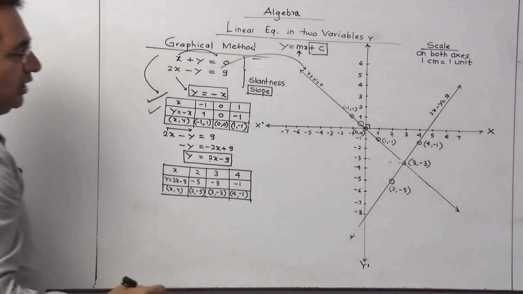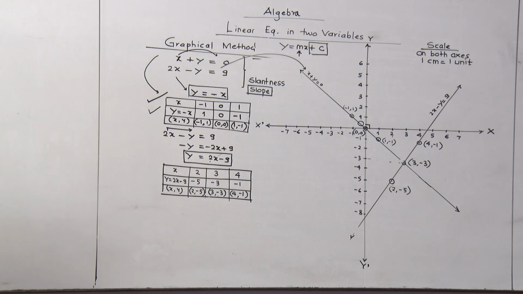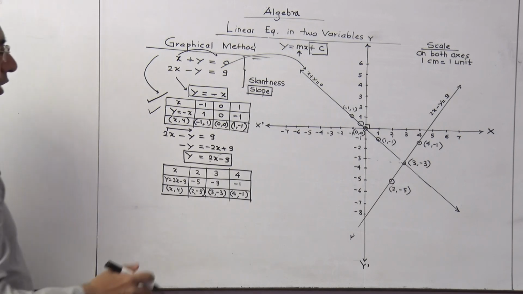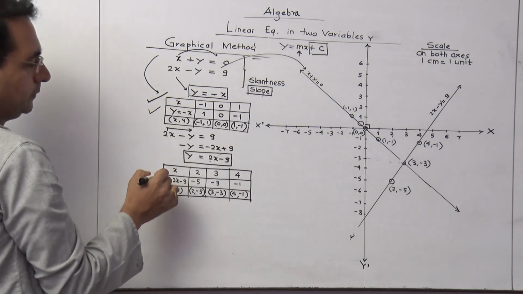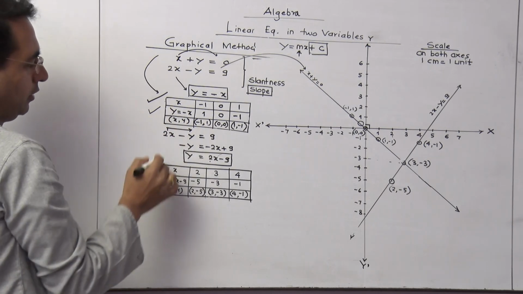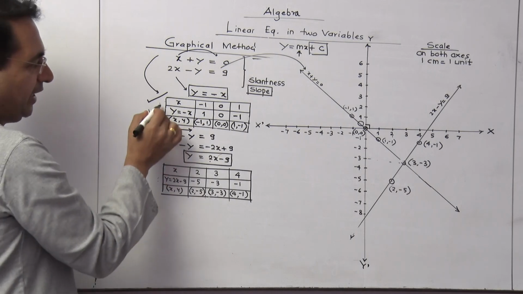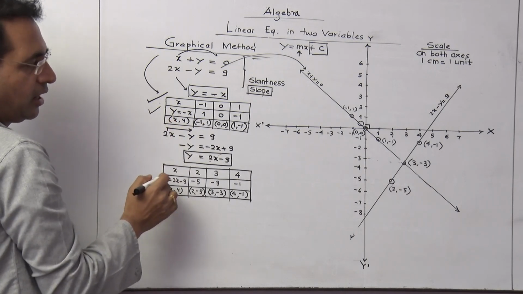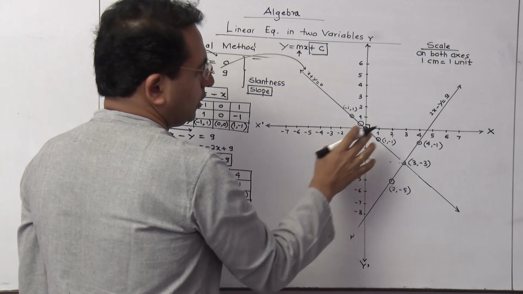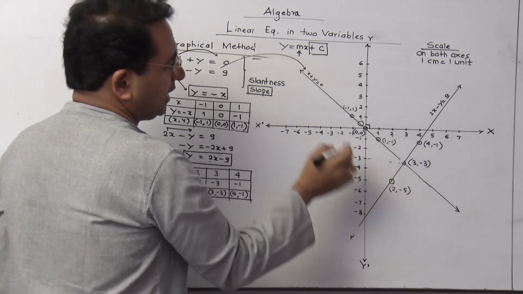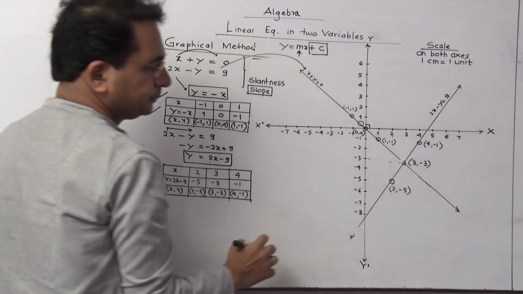We are getting an equation like this. This is the method which we are going to use. So you are going to get 2 marks for drawing these tables, completing these tables properly, and 2 marks for drawing the graph and getting the point of intersection.